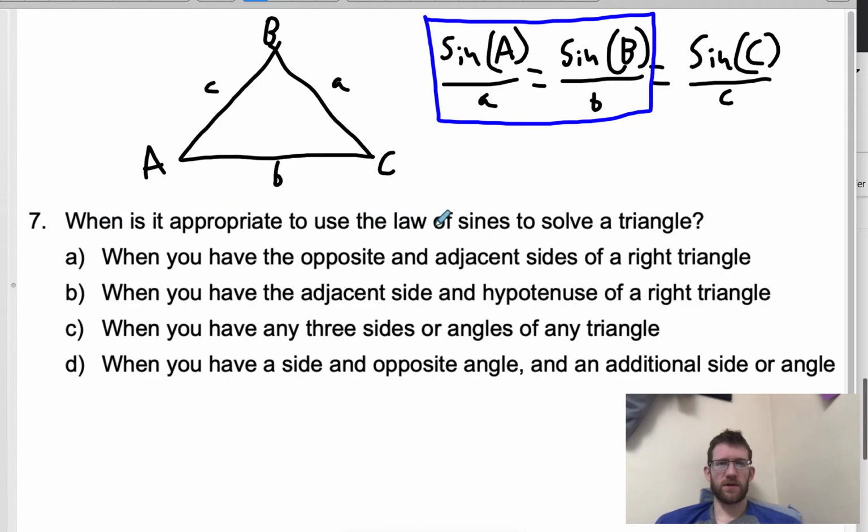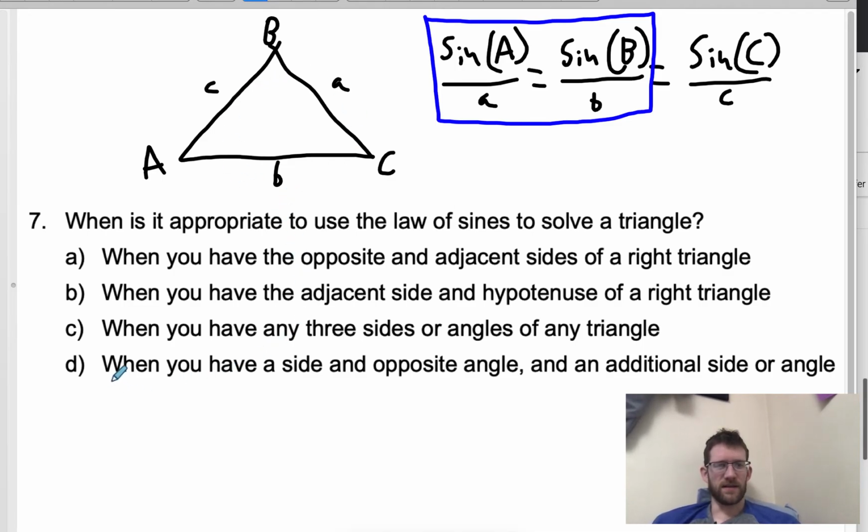When is it appropriate to use the law of sines to solve a triangle? When you have the opposite and adjacent sides of a right triangle, we don't have to use law of sines on right triangles ever. When you have the adjacent side and hypotenuse of a right triangle, again, we have all our right triangle identities. We can use those instead. When you have any 3 sides or angles of any triangle, well, not quite. If we just had all 3 angles, we wouldn't be able to solve anything.